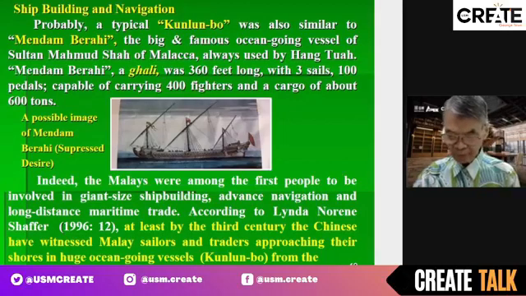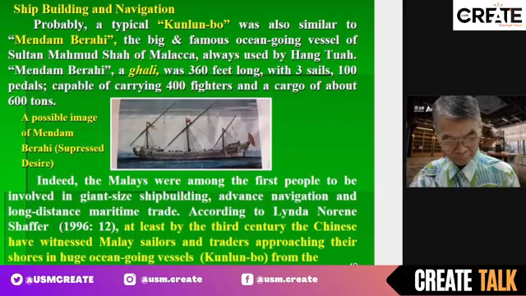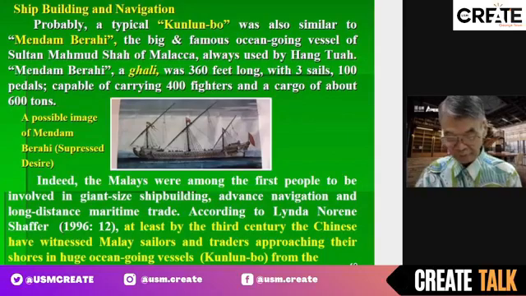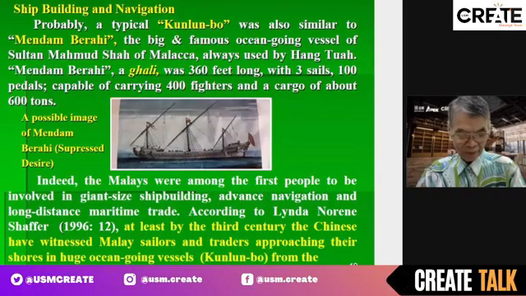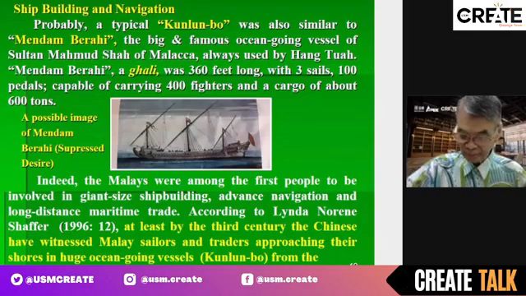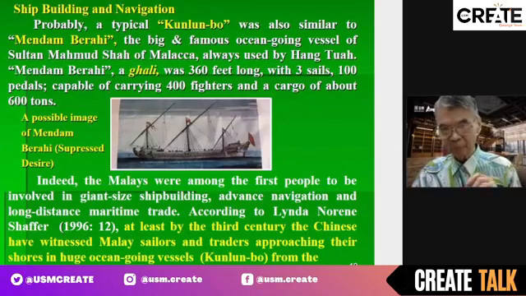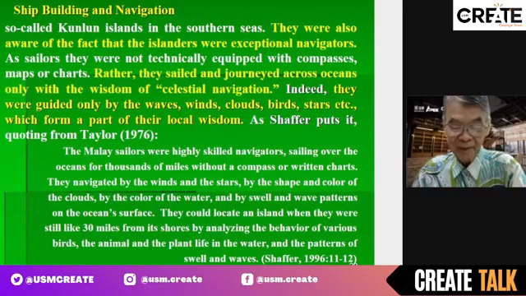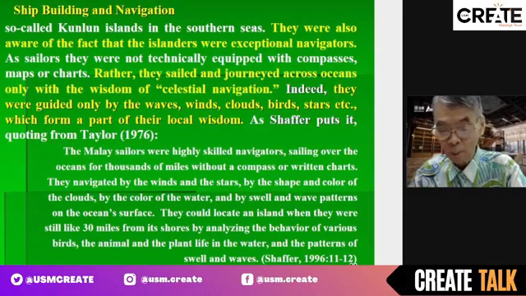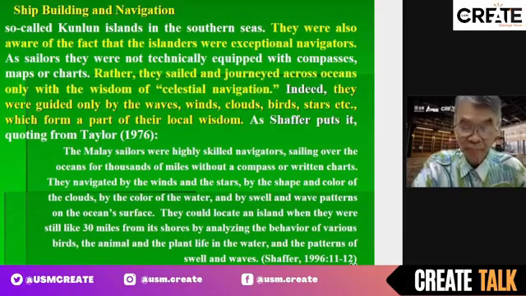Now, according to Linda Noreen Sheffer, 1996, page 12, at least by the 3rd century, the Chinese have witnessed Malay sailors and traders approaching their shores in huge ocean-going vessels. And they were coming from the so-called Kunlun Islands in the southern seas. And the Chinese were also aware of the fact that the islanders were exceptional navigators.